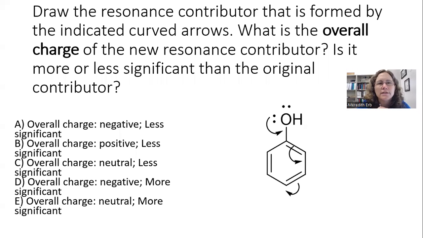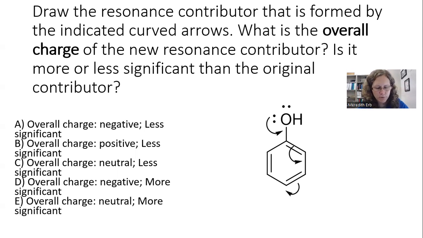This question asks us to draw the resonance contributor that is formed by the indicated curved arrows. What is the overall charge of the new resonance contributor? Is it more or less significant than the original contributor? So this question gets at a lot. It asks us about curved arrows, it's asking us about resonance, and it's asking us to gauge the significance of two resonance contributors compared to one another.